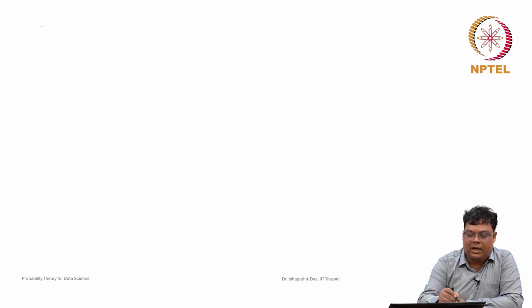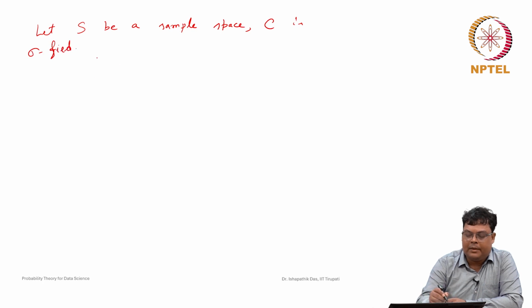Let S be a sample space and C a sigma field. For any two events A, B, whenever it is an event, it belongs to the sigma field C.